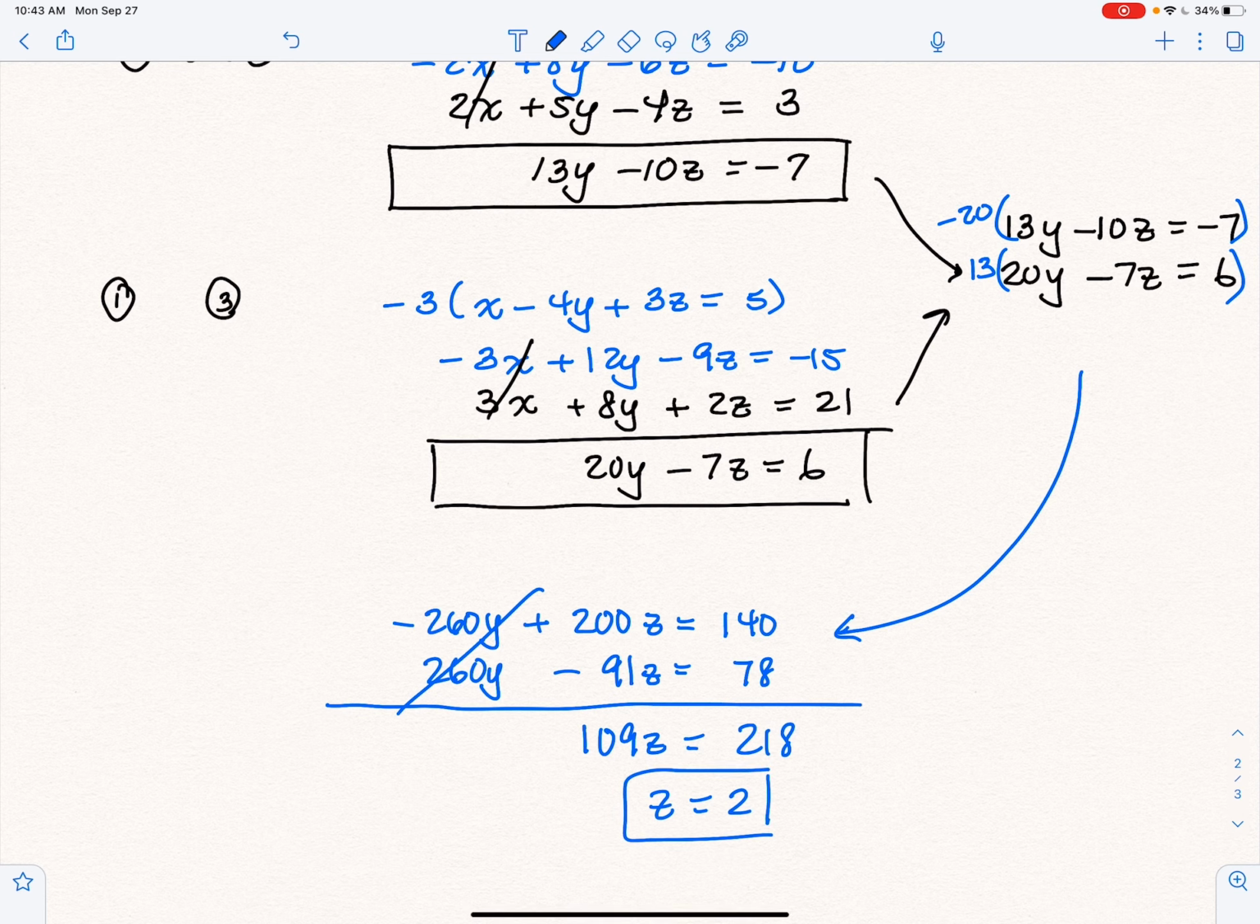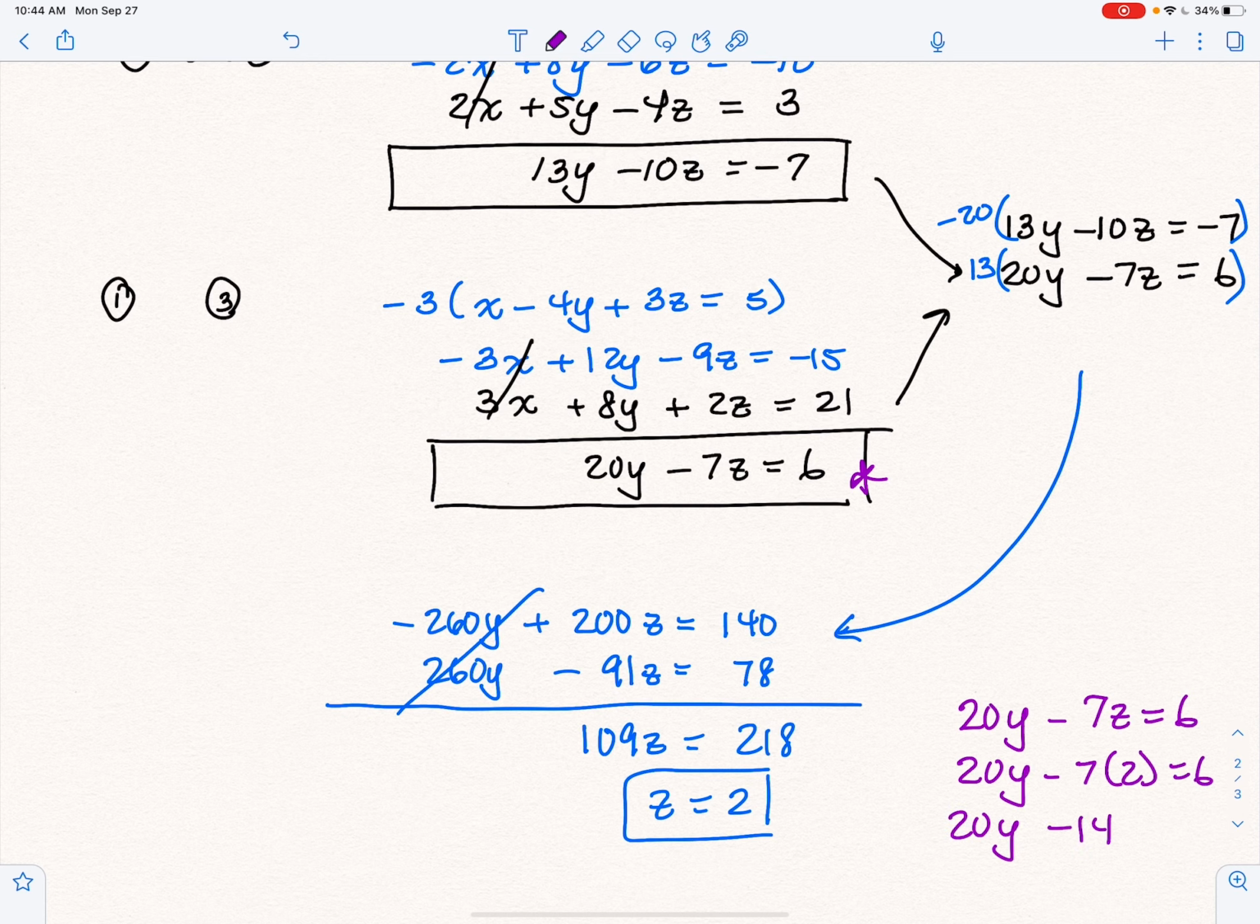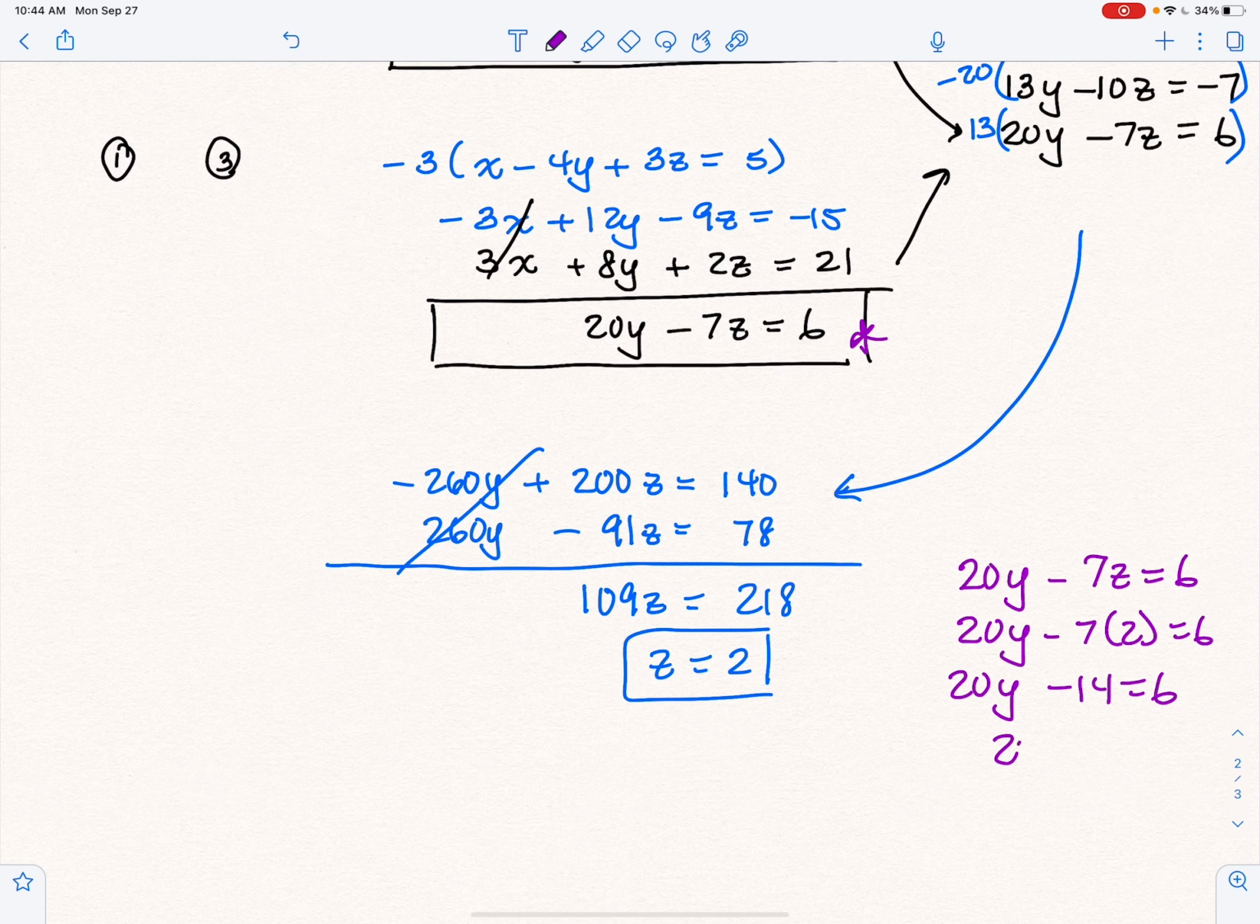Who knew? Okay. So now we found the value of a variable, we should be able to go back to the other equations and find the others. Notice just above us, we have equations with just y and z. So if I use either one of those, I can find y very easily. I'm going to pick the one that's closest, this one. So we have 20y minus 7z equals 6, which means 20y minus 7 times 2 equals 6, which means 20y minus 14 equals 6, which means 20y equals 20, which means y equals 1. Fabulous. We have z and we have y.